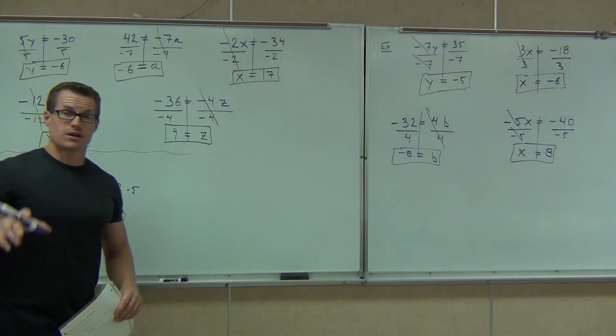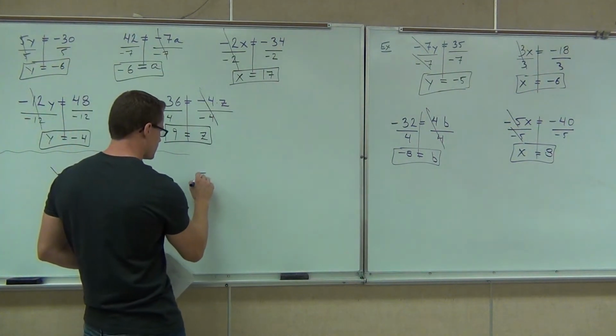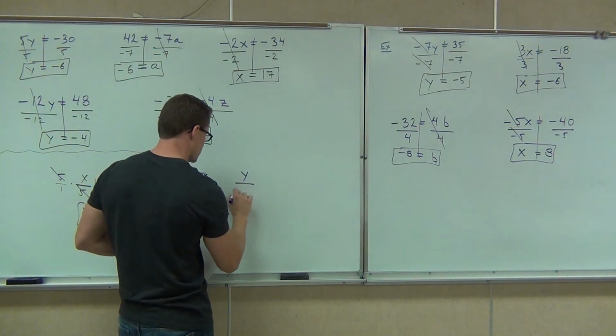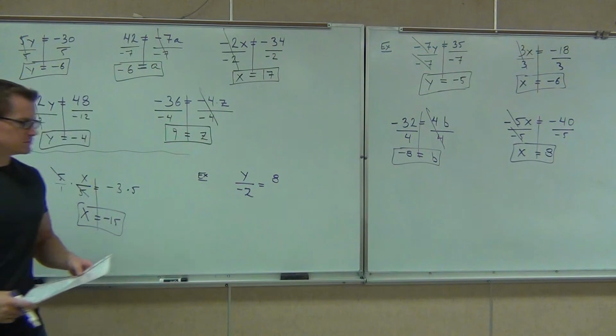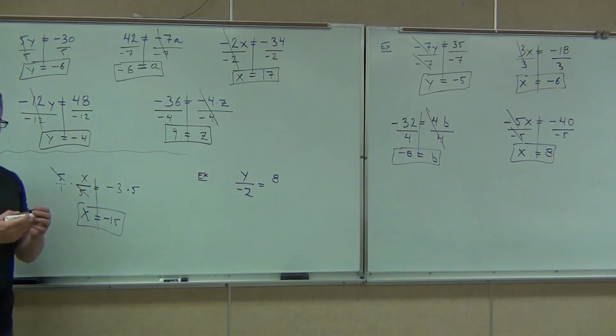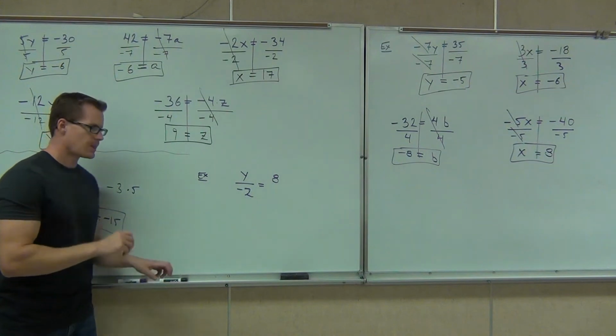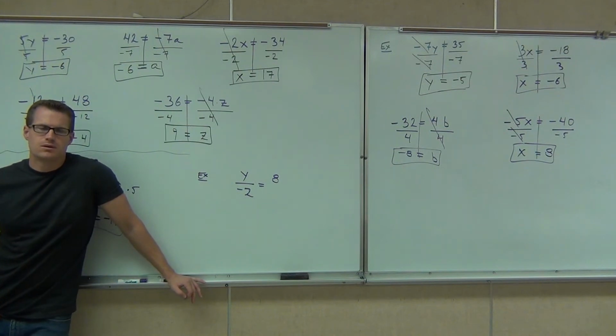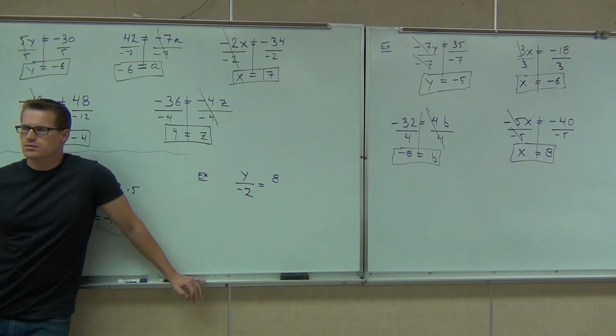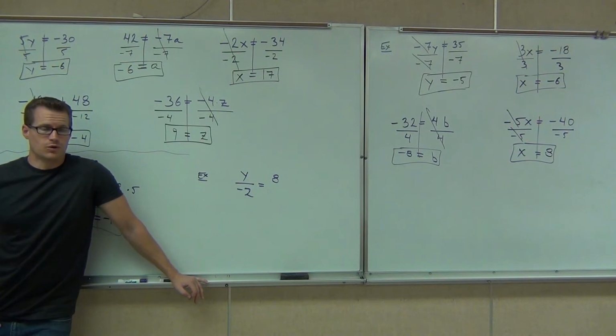Let's try another one together, then I'll give you 2 more on your own, and we'll talk about chapter 3. Y over negative 2 equals 8. Hey, what are we trying to get rid of in this example? Now, negative 2, how are we going to get rid of negative 2? Multiply. Why are we going to multiply? Positive 2. What, no? Positive 2. Well, why are we going to multiply?